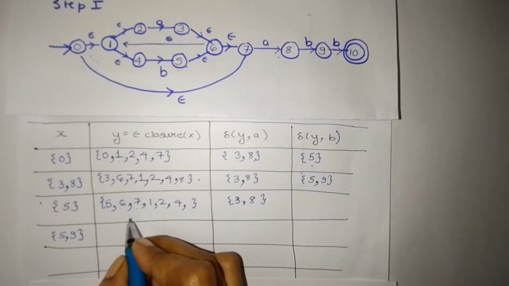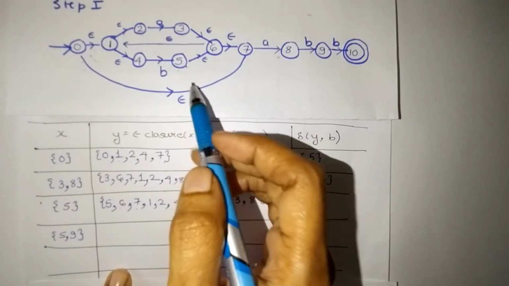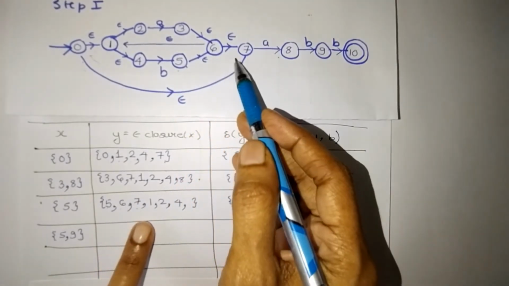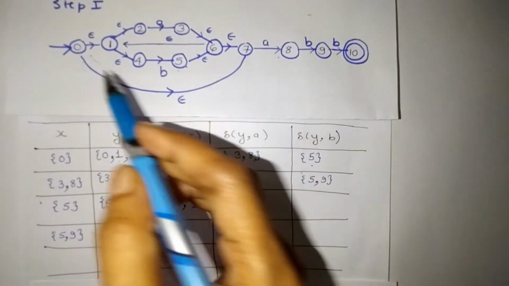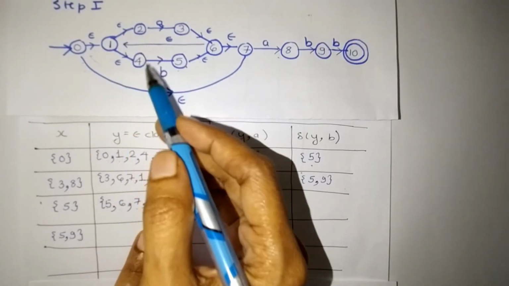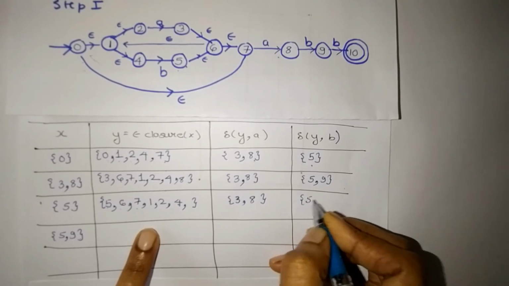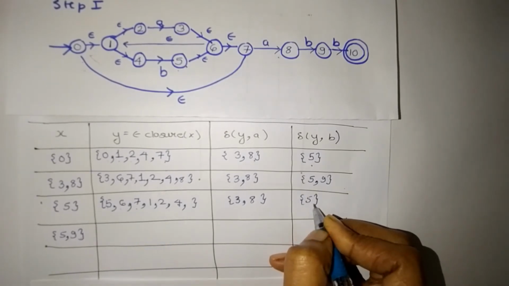Then we have to find the transition of B. From 5, any transition of B? No. From 6? No. From 7? No. From 1? No. From 2? No. From 4? Yes, on 5. So we will include 5. As 5 is already included, we are not going to include it again.